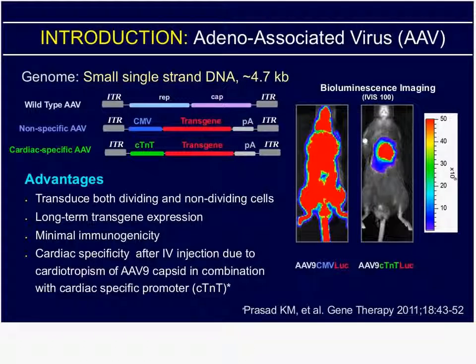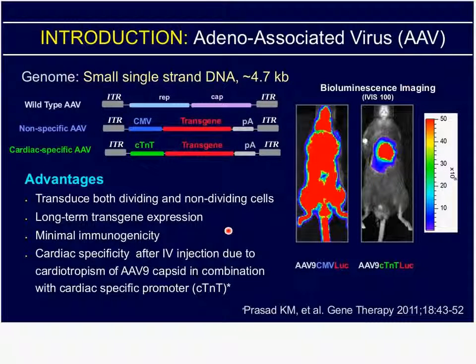So, by way of introduction with regard to the gene therapy vector, this is adeno-associated virus. I won't go into a great deal of detail since our focus really here is on ultrasound and not gene therapy, but there are some key advantages to adeno-associated viruses as a vector system that we've listed here.